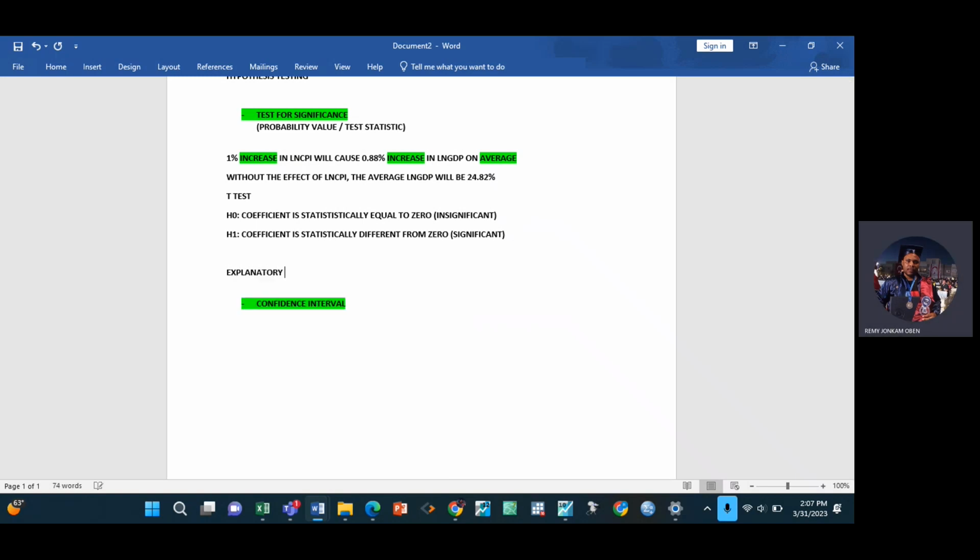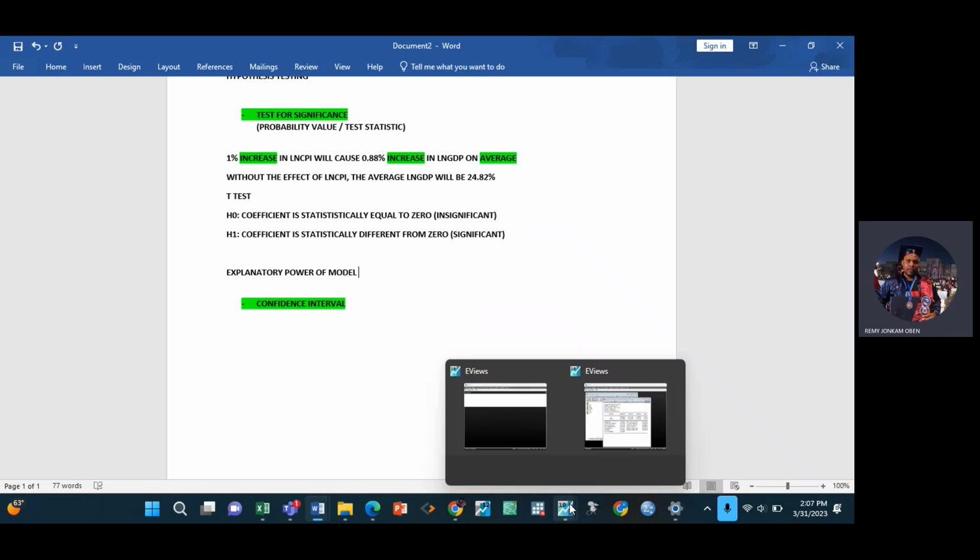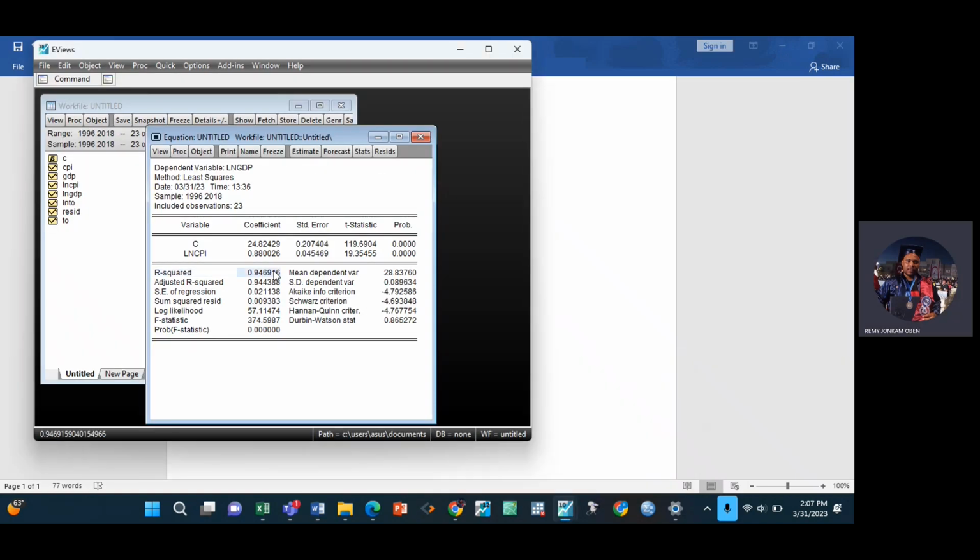Explanatory power of the model. What do I mean by that? How much of the variation in the dependent variable can the variation of the independent variable help you explain, right? So in this case, our R squared is 94.7%, and you know R squared ranges from 0 to 100.